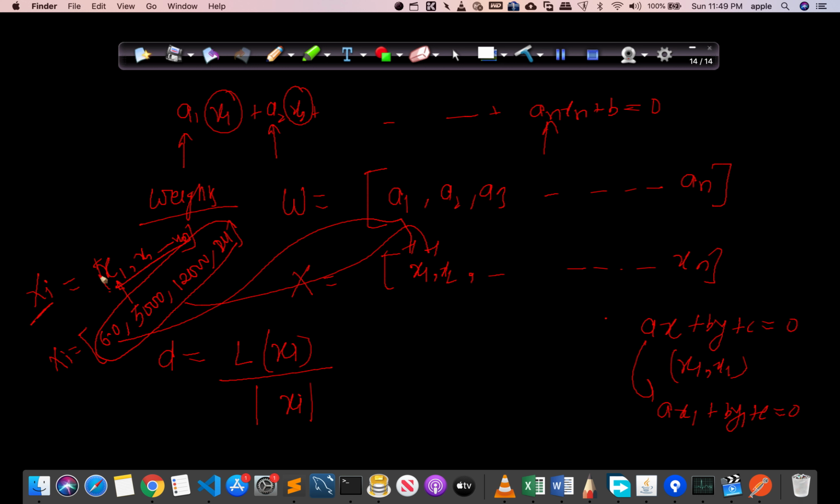What is the mod of xi? The mod of xi will be, the mod of this particular line will be a1 square plus a2 square plus a3 square until an square. So this is what we will get here. This is line, sorry for my mistake. This is li. Now let's move ahead.